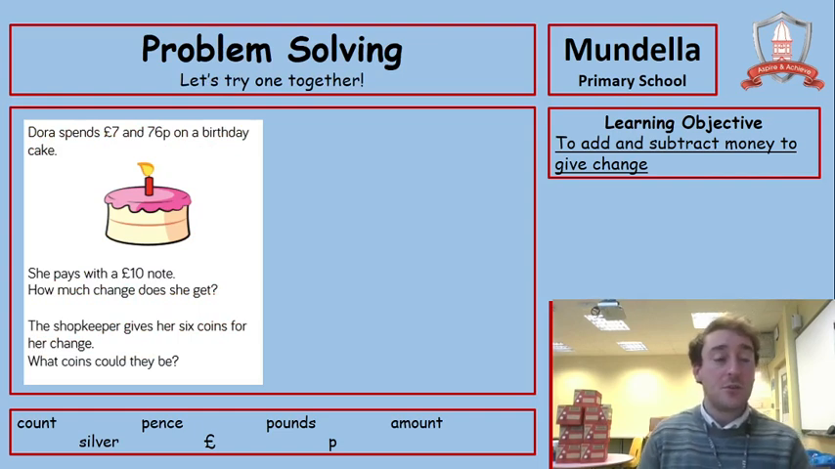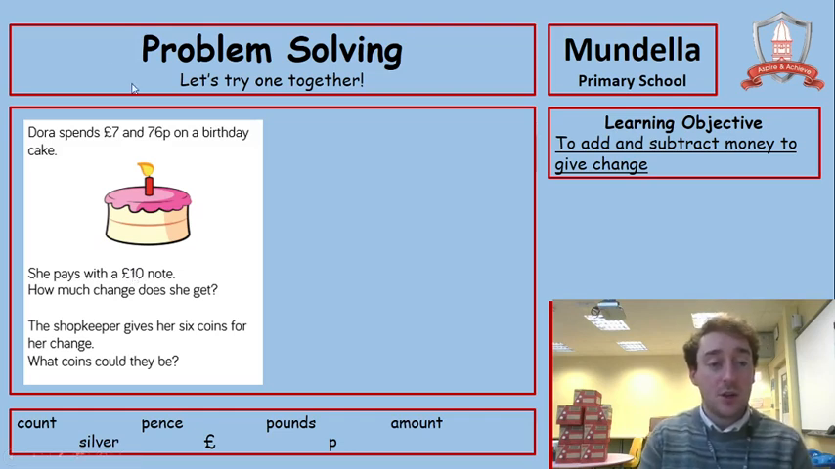Let's do this together. So Dora spends £7.76 on a birthday cake. She pays with a £10 note. How much change does she get? So we need to have £10 and work our way back to £7.76. Or we could even work our way up from £7.76 to get to £10 in order to work out what change we should have.